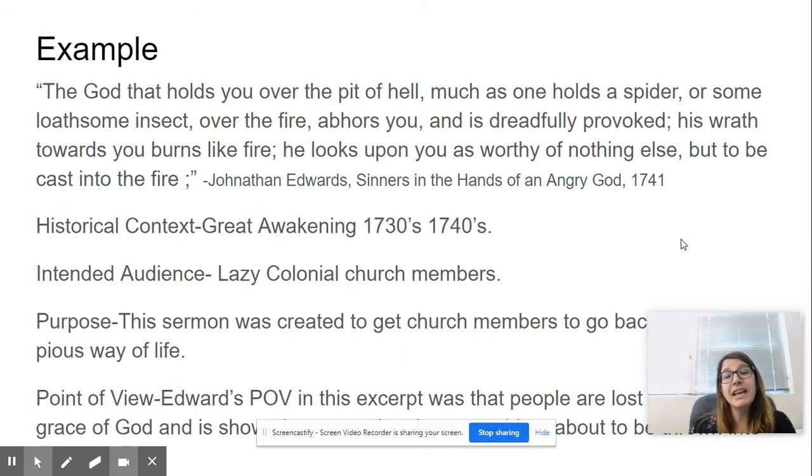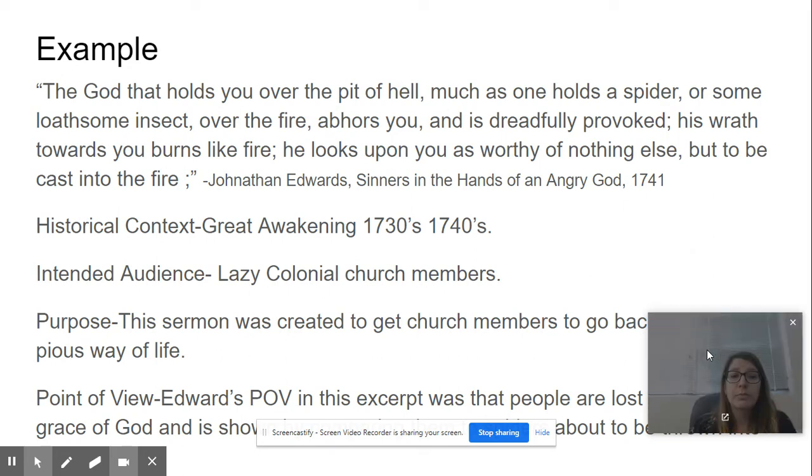Who's he writing it to? He's being like a preacher, right? So he's saying, hey, church members, come on, we need to get it together. The purpose was that the sermon was created to get the church members back to that more religious or pious way of life. The point of view, right?